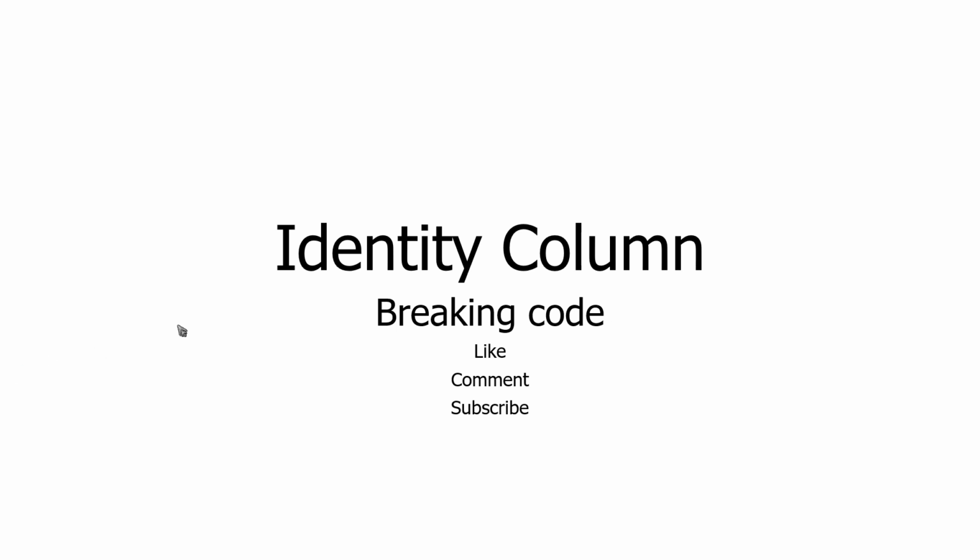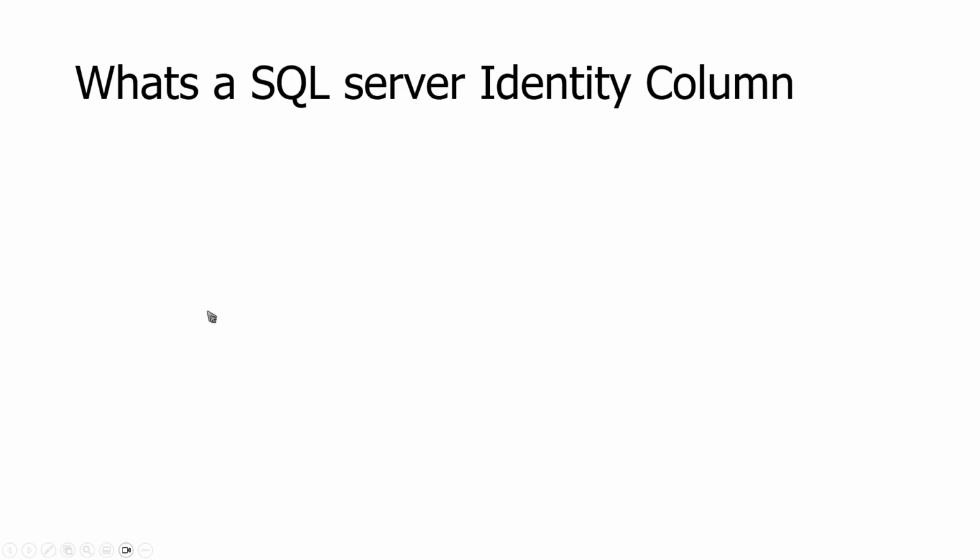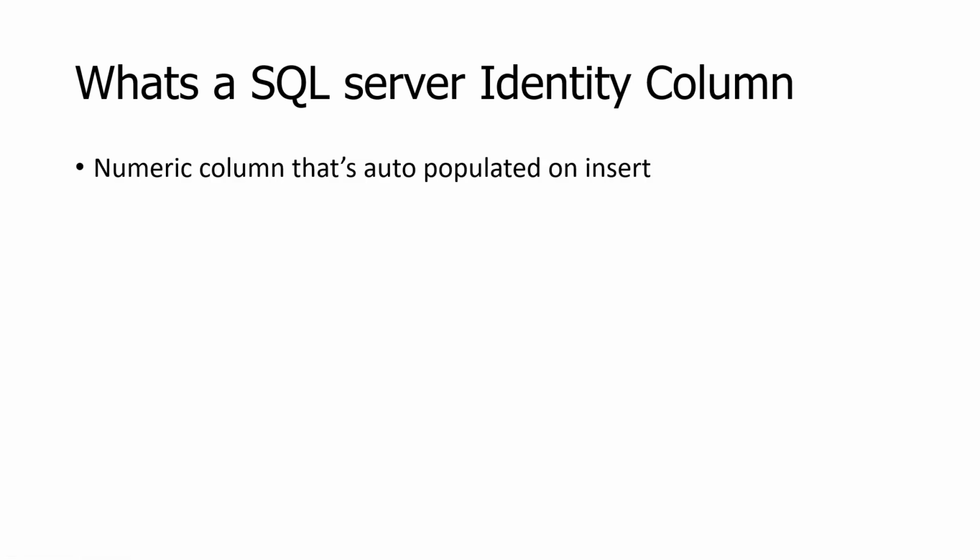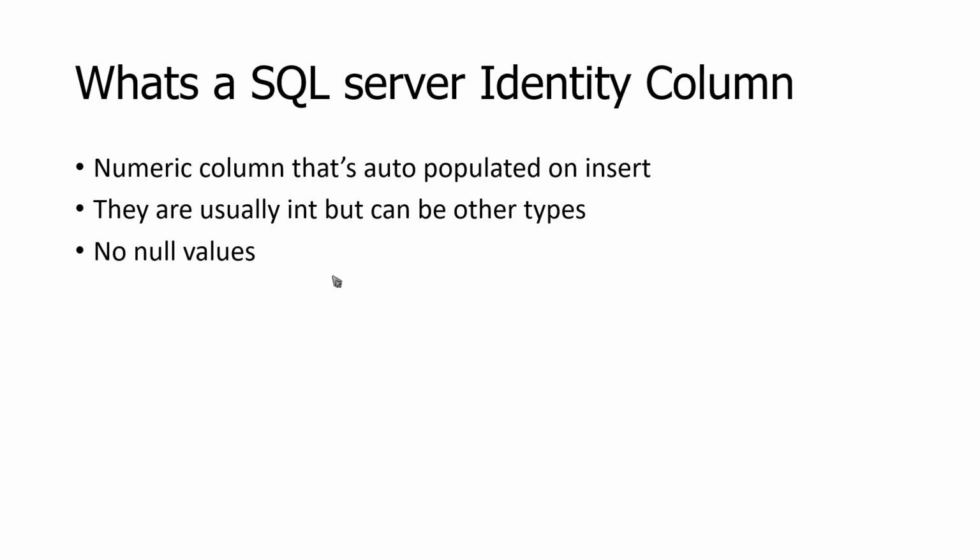Today we are going to be diving straight into identity columns in SQL. So what is an identity column? An identity column is basically a numerical column that gets automatically populated with an integer each time we insert a row of data to the table. They are usually integers but can be other various types such as bigint, for example. They must not allow nulls, and you can have one identity column per table.